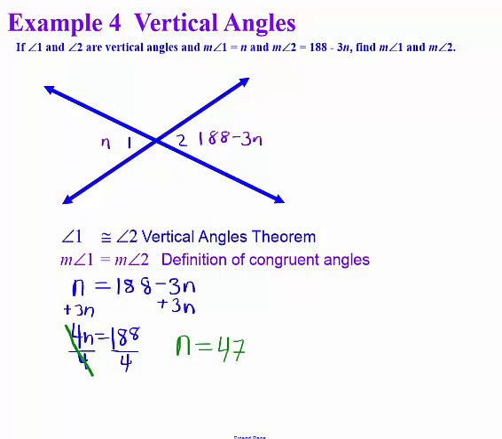So now I want to substitute 47 in for n in both parts to see what my two vertical angles are. So if I plug it in for just n for angle 1, that would be 47, and because they're vertical I know they're equal, so I know 2 has to also be 47, but we can plug it in and check. 188 minus 3 times 47, and I get 47 again.